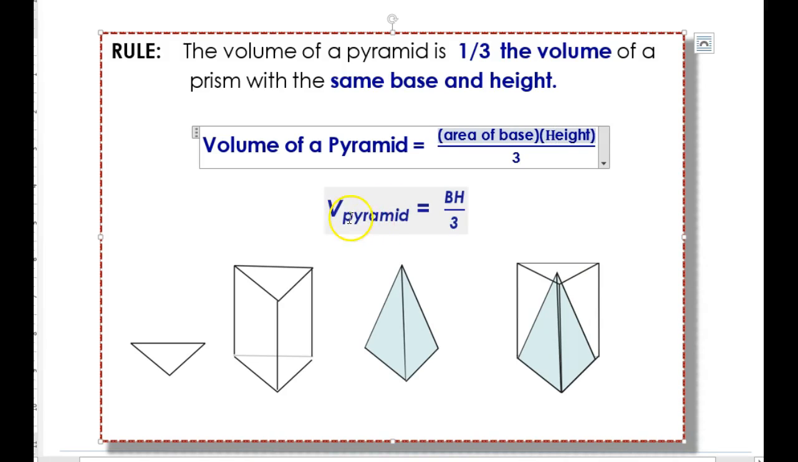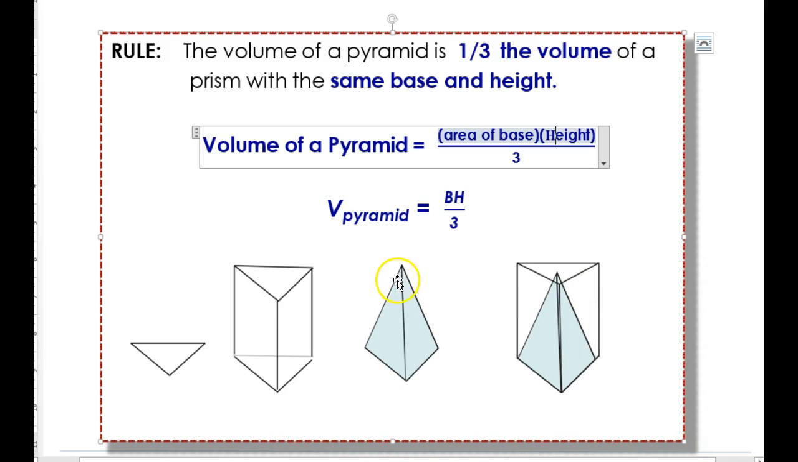So to put that in variable form, the V of the pyramid is going to be big B, so that's the area of the base. In this example I have a triangular prism, so its base is a triangle, times the height of it. So in this particular pyramid right here, if I wanted to find its volume, I would say, well, the area of its triangular base times its height right up to the center.